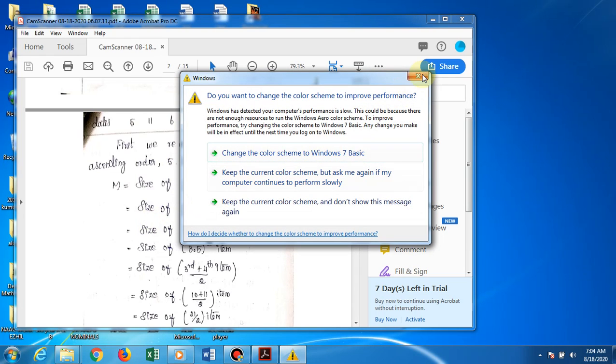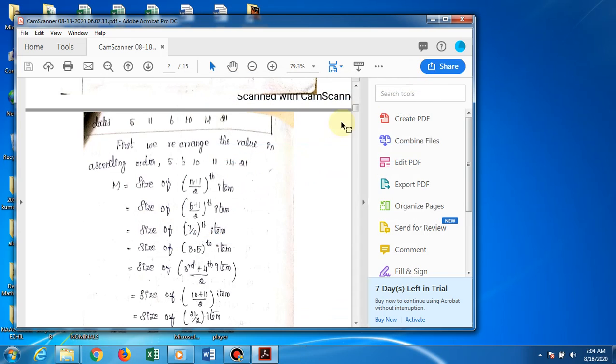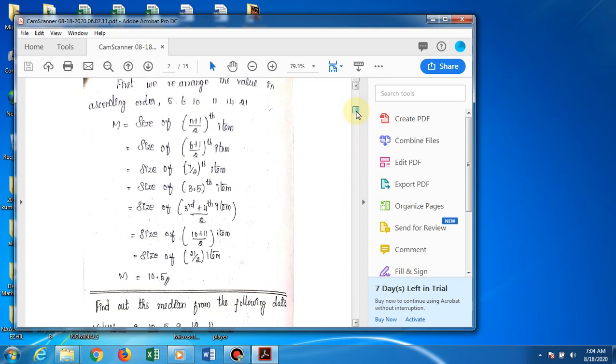Size of n plus 1 by 2, that means 6 plus 1, 7 by 2, that is the 3.5th item, that is third plus fourth item by 2. Third value here is 10 and fourth value is 11, then 10 plus 11 by 2, 21 by 2, what value will we get? It is 10.5.